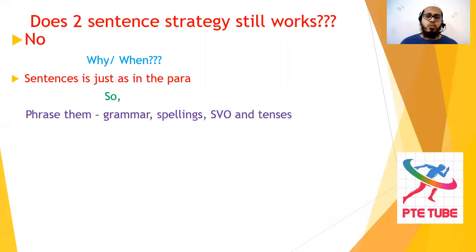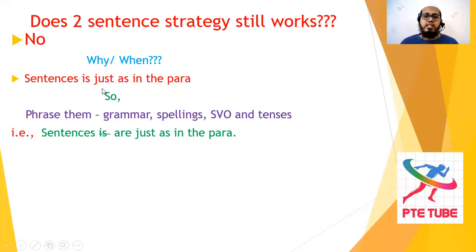So what are we supposed to do? Look, "sentences is just as in the paragraph." Any mistake in this particular sentence? Yes. What is that mistake? We'll look now. So what are we supposed to do? We have to phrase them properly, with regard to grammar, spelling, subject-verb agreement, that is SVO, and tenses. Like, instead of "is", I have to change it to "are": sentences are just as in the paragraph.